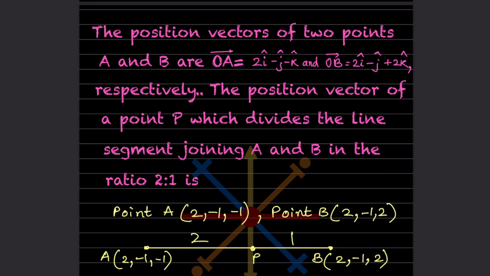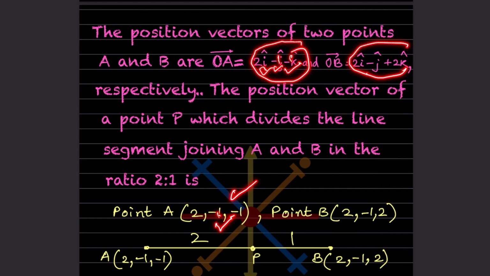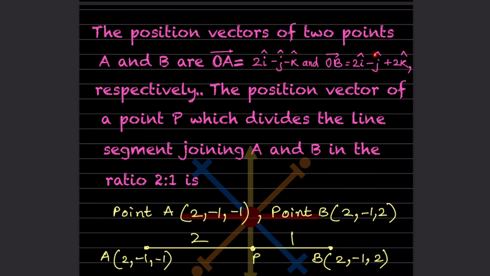So the position vectors of 2 points are this one. The position vector of a point P which divides the line segment joining A and B in the following ratio, that is 2:1, we have to find out. So now look at here. These points are given now. Here, this OA is this and OB is this point. So it will be 2, -1 and -1 because here is 1, here is 1. So this will be 2, -1 and -1. That is point A. And here what is that? 2. This is -1 and this is plus 2. So 2, -1 and +2.